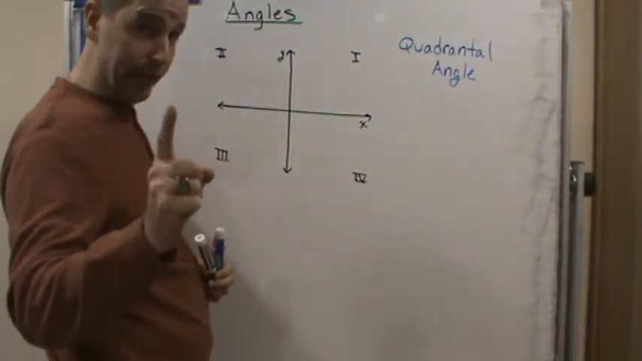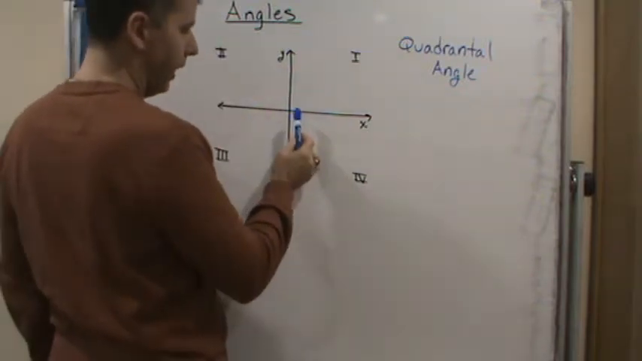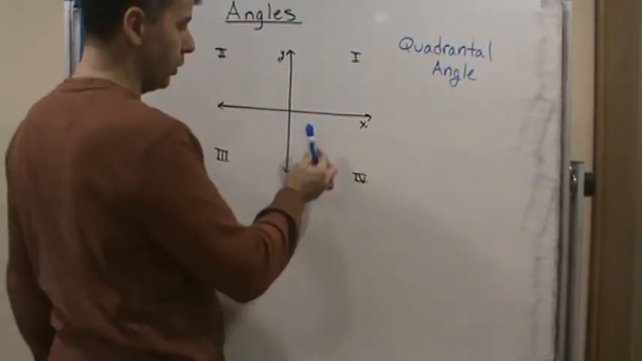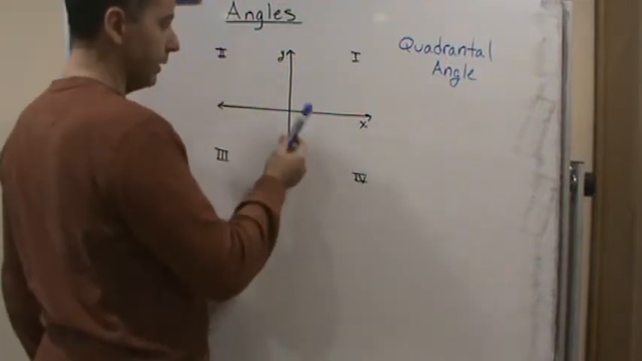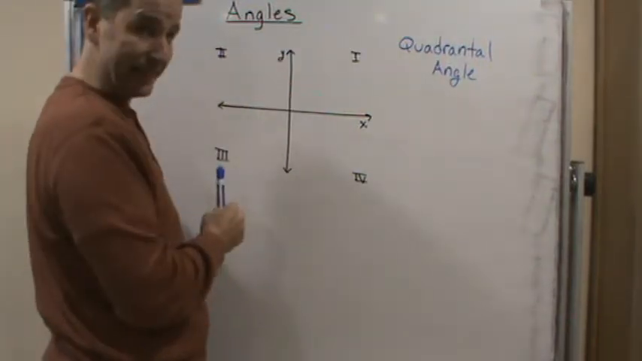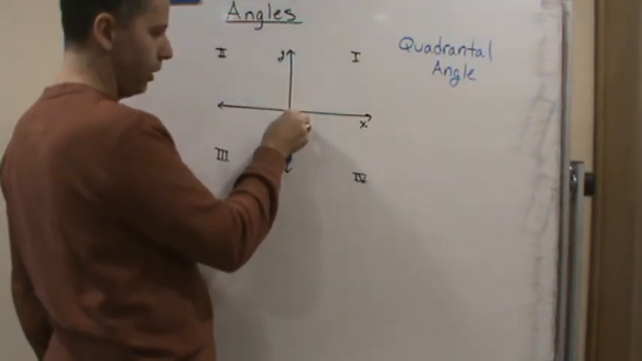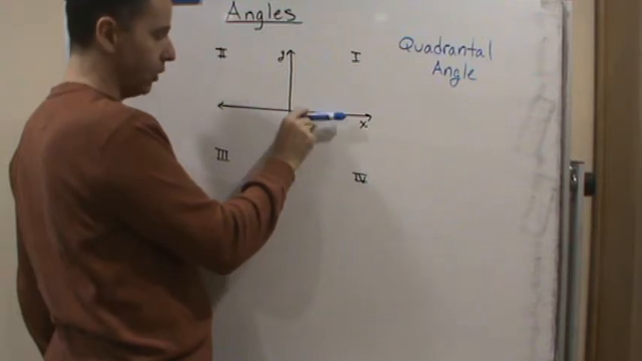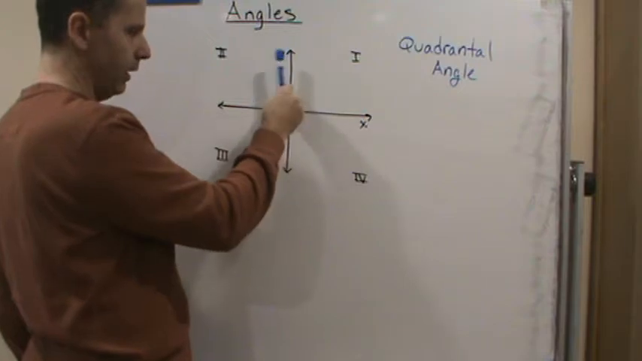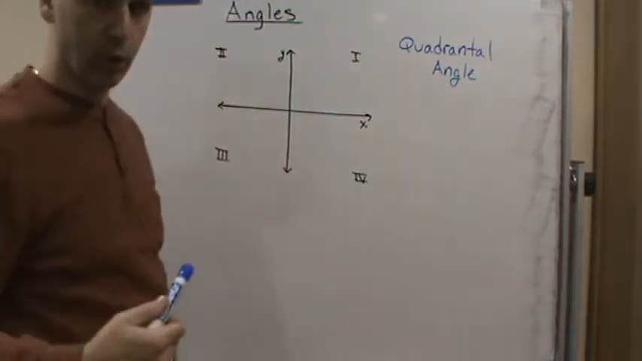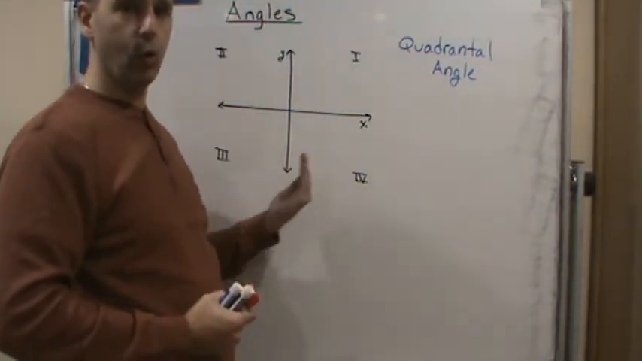Now, what is a quadrantal angle? Good question. We're talking about angles in standard form. A quadrantal angle is any angle where the terminal side lands on one of the axes: either the positive y-axis, the negative x-axis, the negative y-axis, or the positive x-axis. Quadrantal angles do not fall into any of the quadrants.